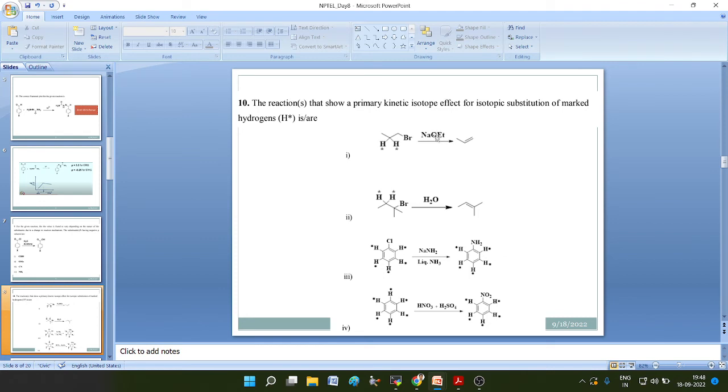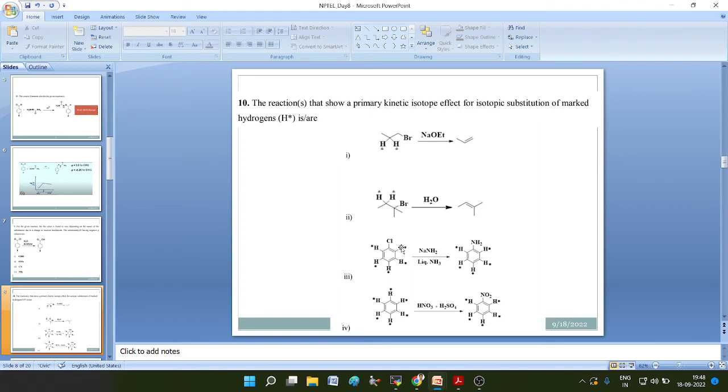First, what will happen? The ethoxide, EtO minus, will directly and simultaneously break the carbon hydrogen bond. There will be double bond formation. Bromine will be leaving. So overall, it's a single step elimination, E2. So here the carbon hydrogen bond breaking is involved in the rate determining step. That's why we can think of primary kinetic isotope effect in the first reaction.